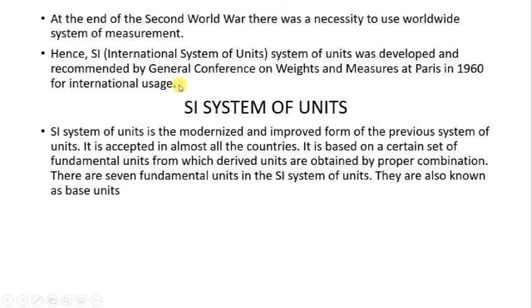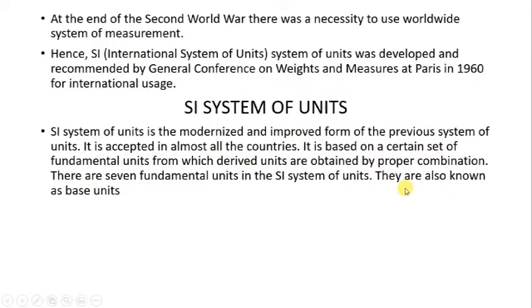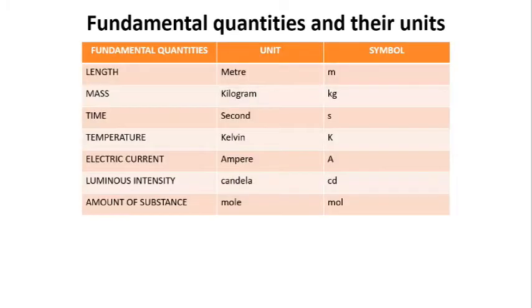So in this SI system of units, there are 7 fundamental units. They are also known as the base units. These 7 fundamental units in the SI system are also known as the base units because these 7 fundamental units form the basis for the derived units that we'll see in the following tabular column.